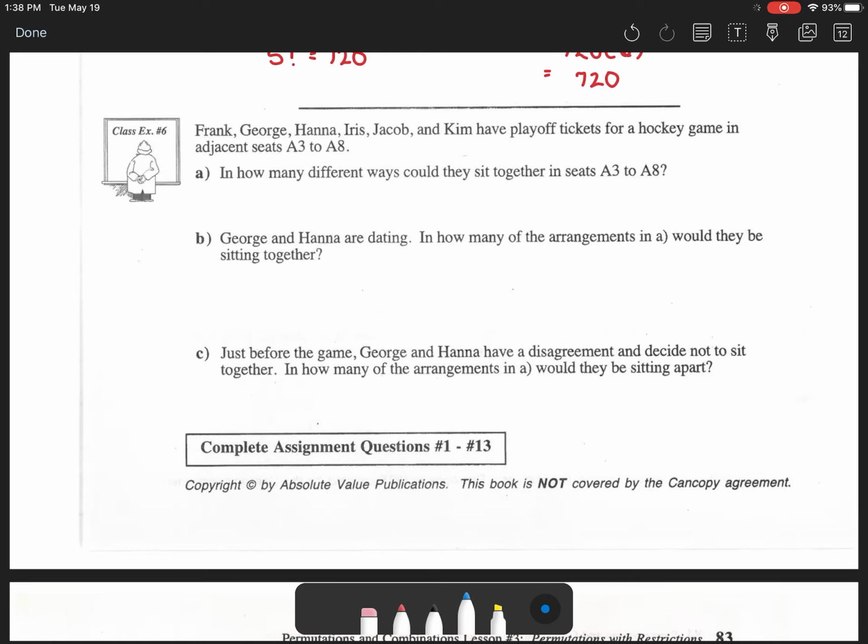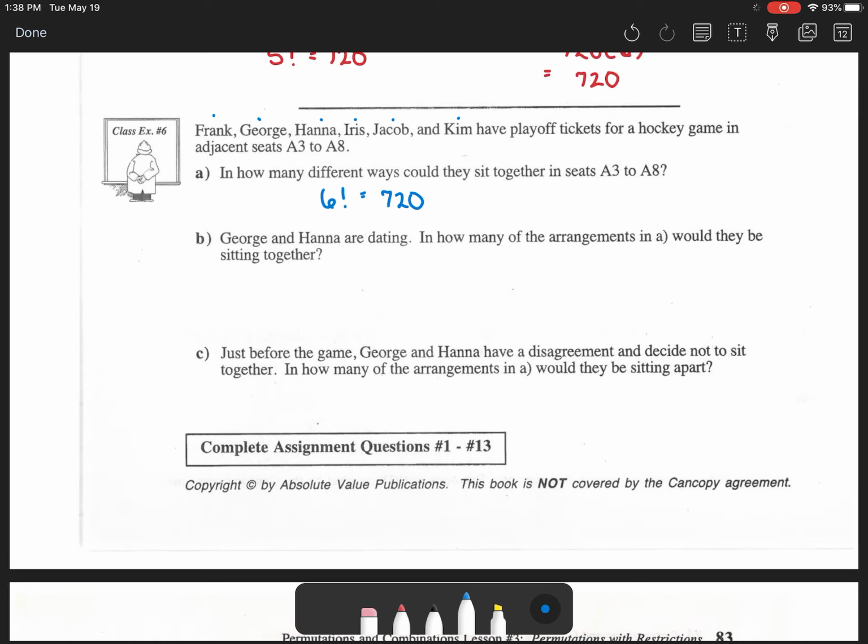So the first thing I want to make sure of in this question is that the number of people matches the number of seats. I have 6 people, and A3, A4, A5, A6, A7, and A8. That is also 6 seats. So the 6 people are going to go into the 6 seats. So how many ways could they sit in those 6 seats? Well, there's 6 people, so 6 factorial is going to be 720. I have 6 seats to fill, 6 options for the first seat, then 5, then 4, then 3, then 2, then 1. Multiply those values together, that's 6 factorial, so 720.